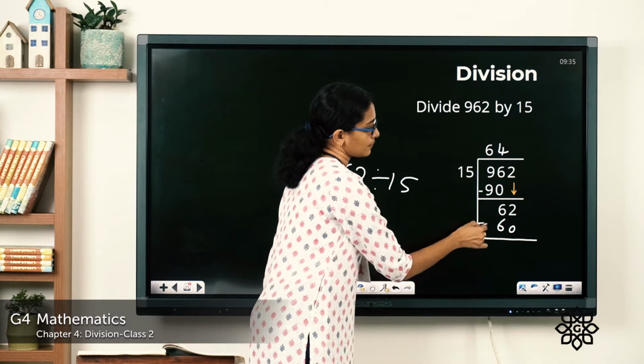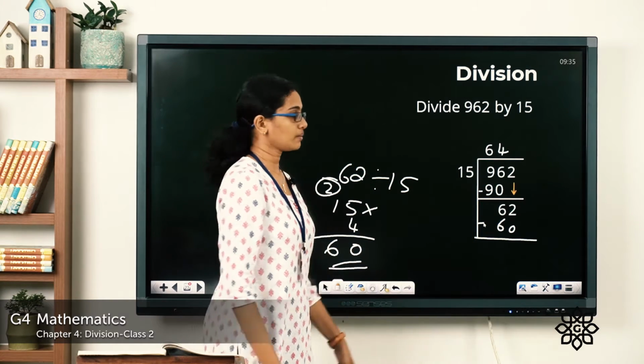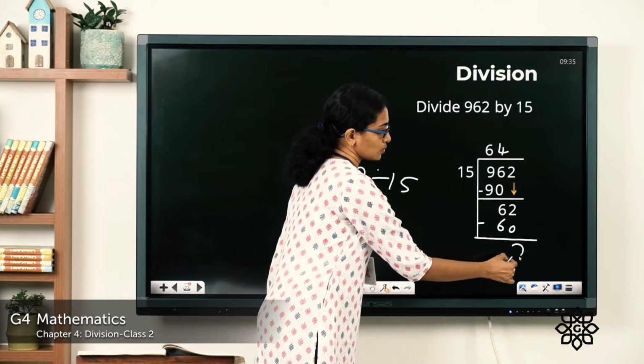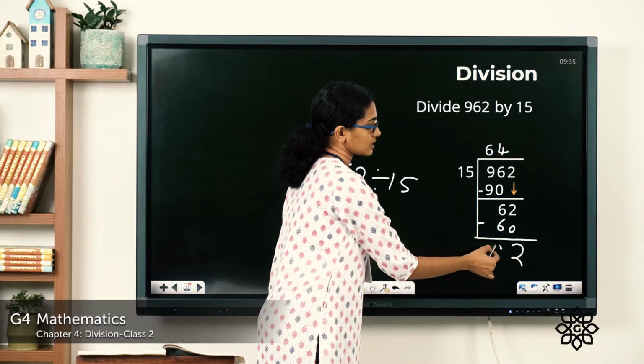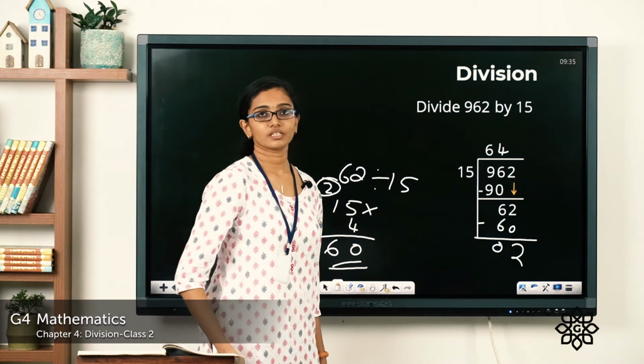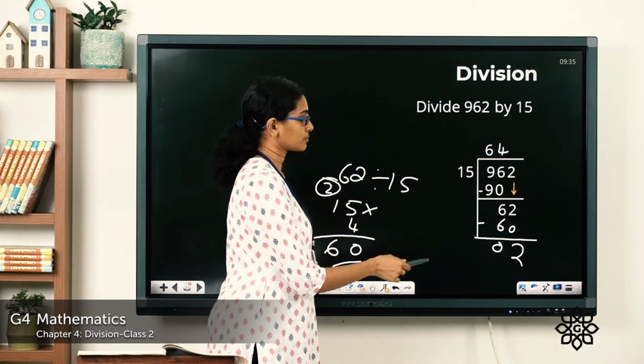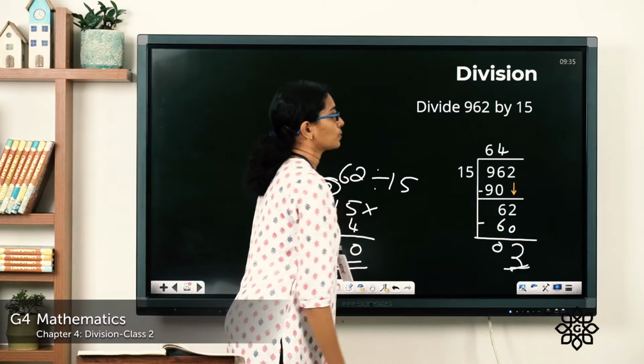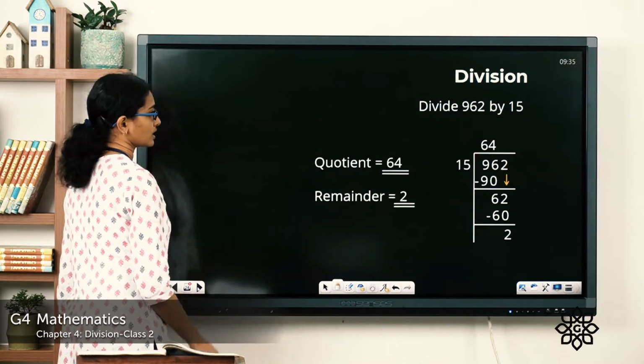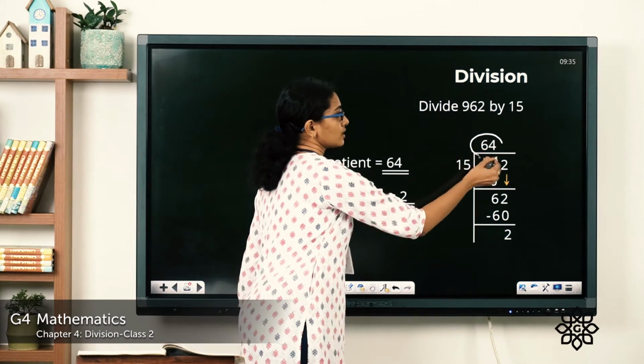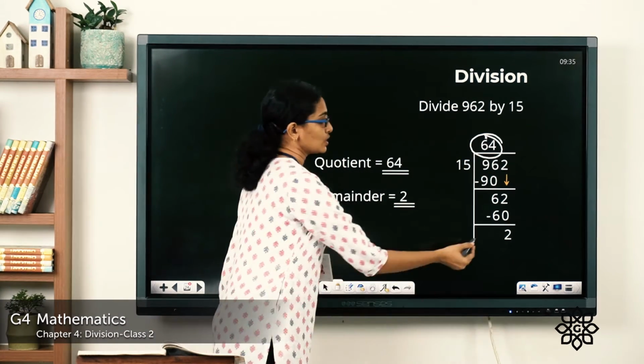Yes. Now, 4 into 15 is 60. Now, what is the next step? Subtracting these two numbers. So, 2 minus 0 is 2. 6 minus 6 is 0. Now, are there any more digits to bring down? No, right? So, let's stop the division right there. So, what is the quotient here? The quotient here is 64 and we have a remainder 2.